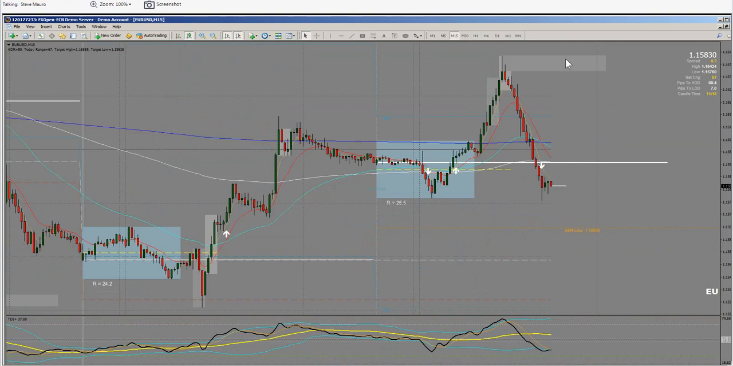But what I'd be looking for is a pullback into this area. Love to see a second leg up here. Not sure if they're going to do it. Probably won't. There's a small likelihood of it, but I'd love to see that type of move in euro if they give it to us.